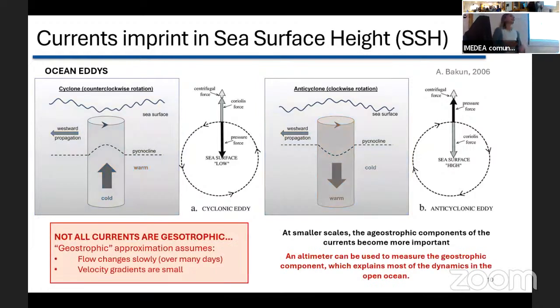Here, I just wanted to mention that this assumption, the geostrophic assumption, explains a lot about ocean dynamics, but not all the currents are geostrophic, because this approximation assumes that the flow changes slowly and also that the velocity gradients are small. So at smaller scales, the ageostrophy becomes more important. However, we use the altimeters because they can be used to measure the geostrophic component, which explains most of the dynamics of the open ocean.